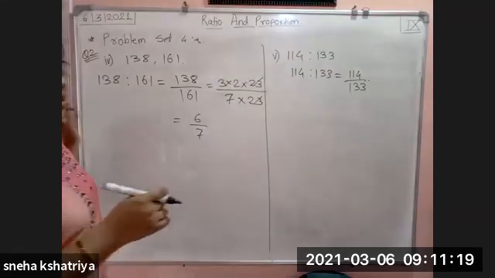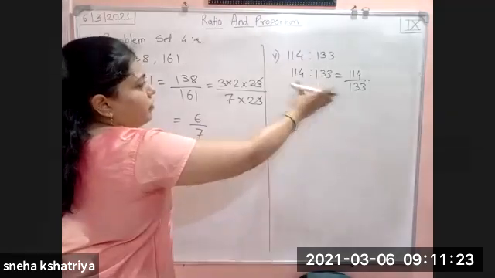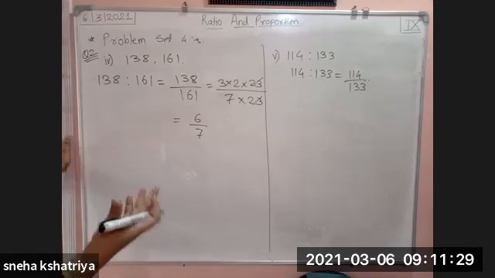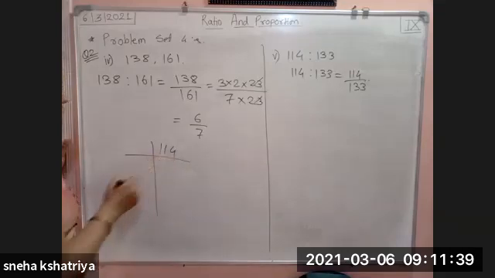Sorry for the disturbance. We have this ratio now, 114 is to 133. So if you remember the table, then it's okay. But if you don't, then you can solve. This comes in the 19th table. So if you remember, then okay. Otherwise, we will find out the factors of 114.